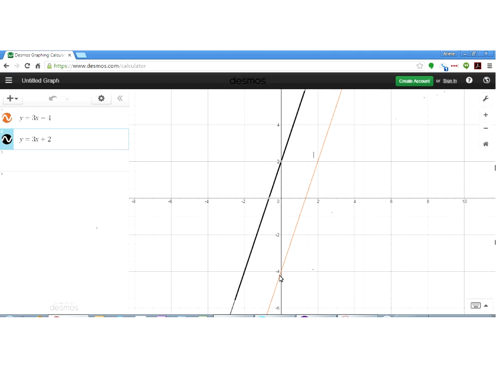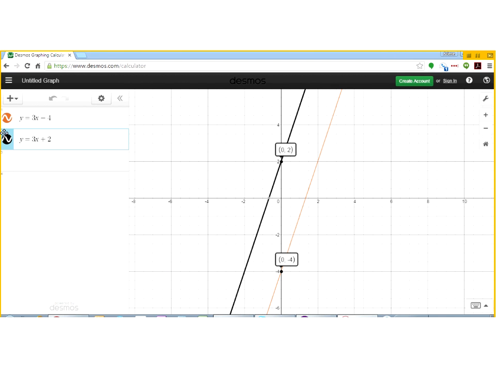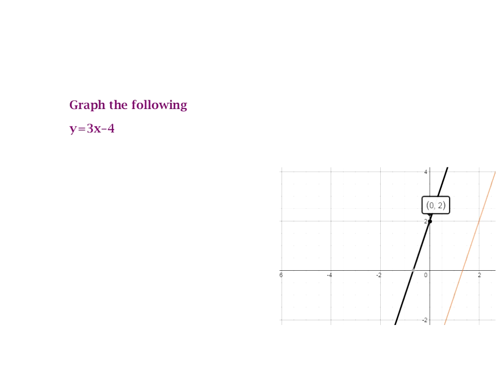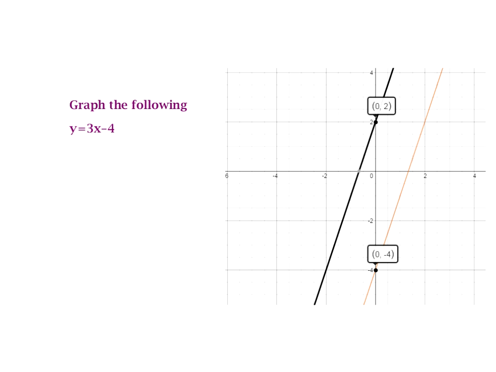Okay, what can you tell me about these two lines? How are they similar to each other? They're going the same way. Do they have the same slope? I'm going to copy this. Do they have the same slope? Yes, positive slopes. What else can we tell about their slopes?